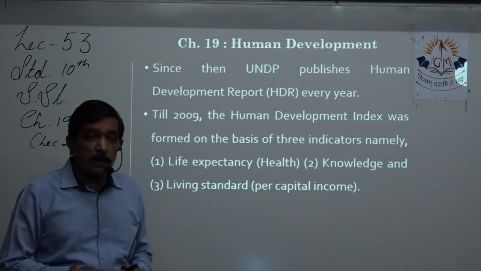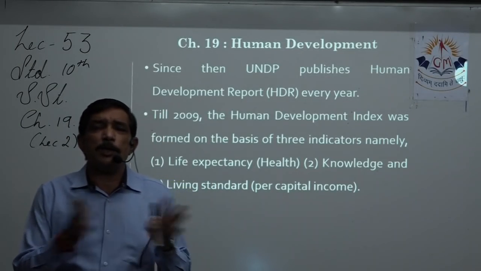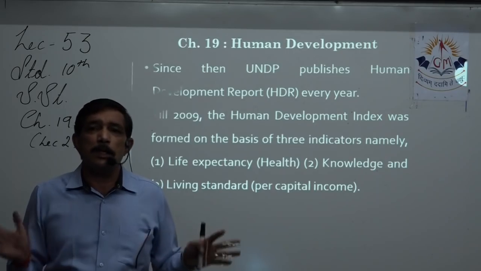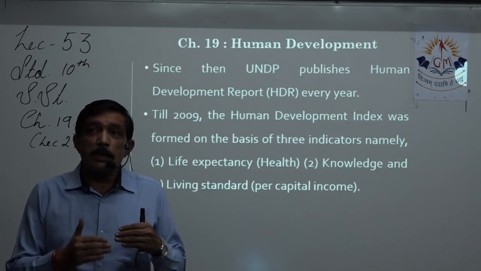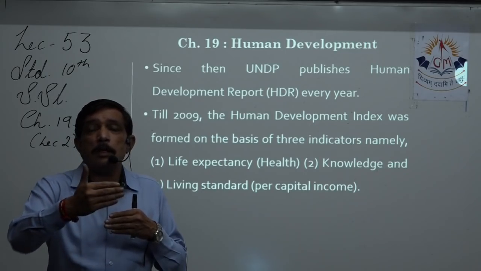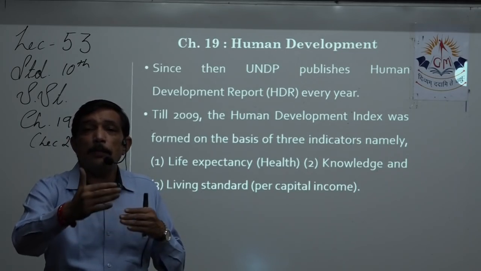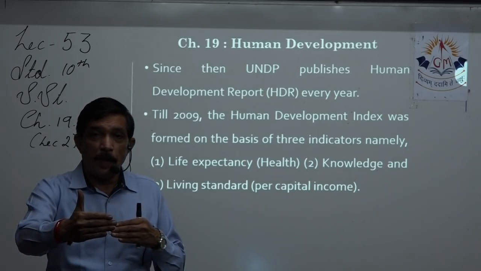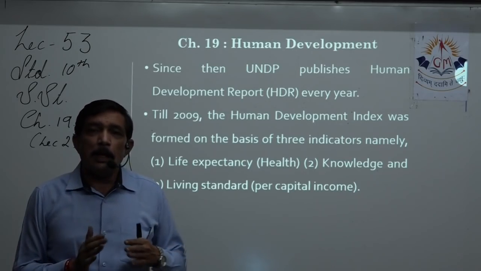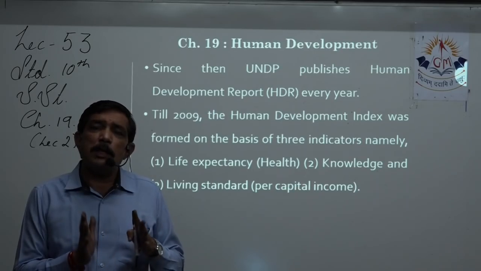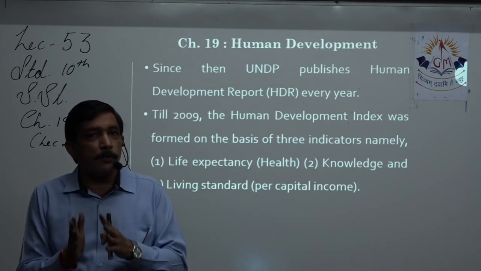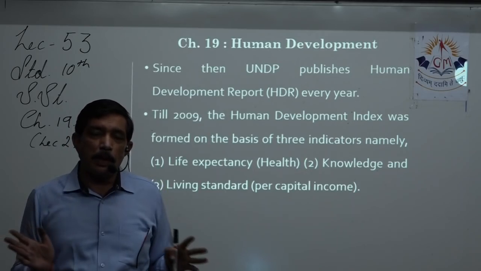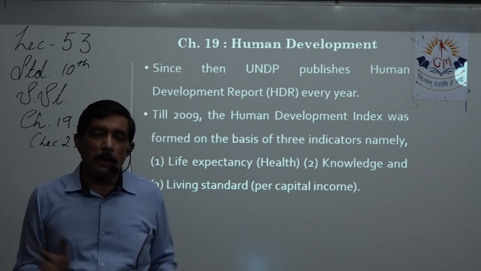What is life expectancy? In each and every country, life expectancy changes. For example, how long is the human life in a particular country? How much is that expected? Ki on an average, a person lives how much? It is different for male, it is different for female in each and every country, even on world level, if you go to any other country, right?